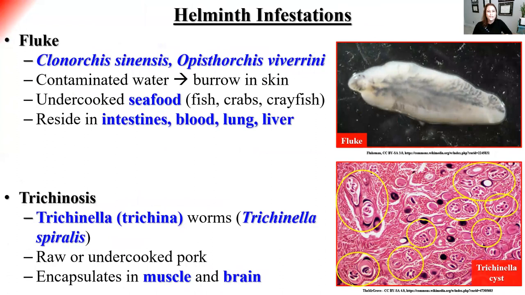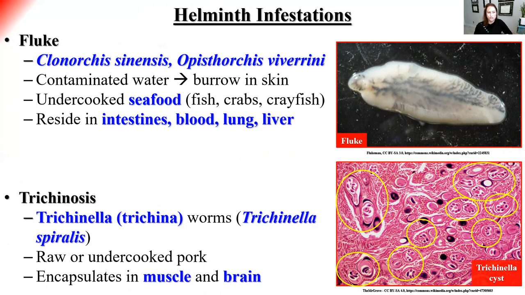Next, we have fluke and trichinosis. With fluke, these are the two most common scientific names for this. This comes in through contaminated water. The fluke gets in, it burrows through the skin. This is more common in undercooked seafood. So think more tapeworm for beef and pork, and think more flukes for seafood. So fish, crabs, and crayfish.